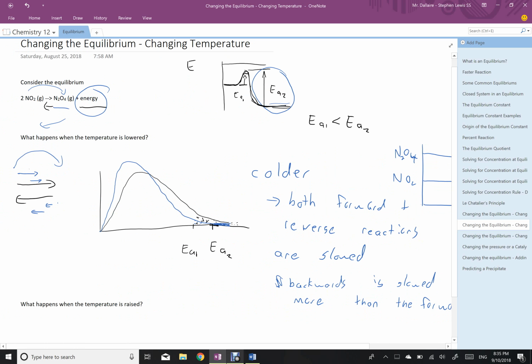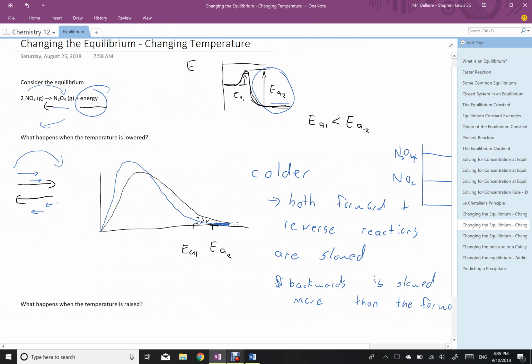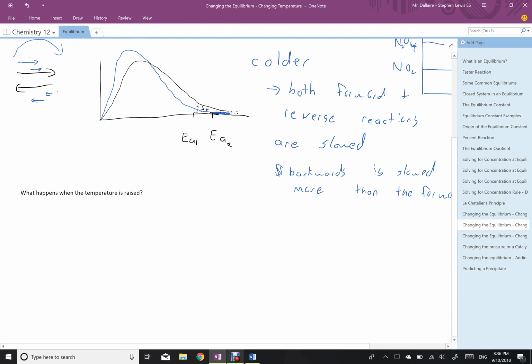Let's try and have that same discussion, but from the perspective of heating the environment. And this time we'll start by talking about what Le Chatelier predicts, and then we'll go and talk about how that makes sense with regard to the relative reaction rates.